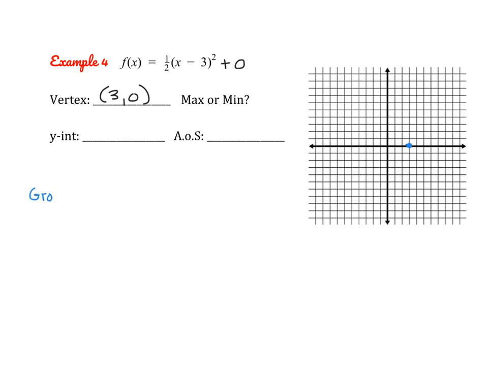And for our growth, we do have an a value of 1/2. So it's going to be 1/2, and we have to adjust that 1, 3, 5 growth. So it's 1/2, 3/2, 5/2. So here you're going to kind of need to estimate a little bit.